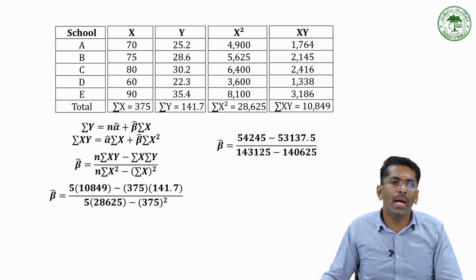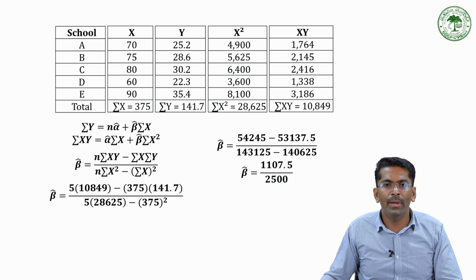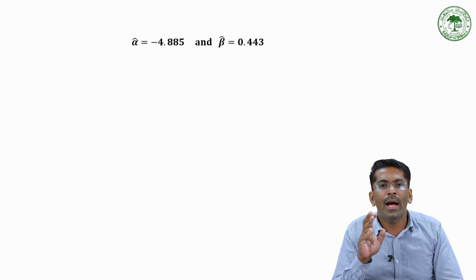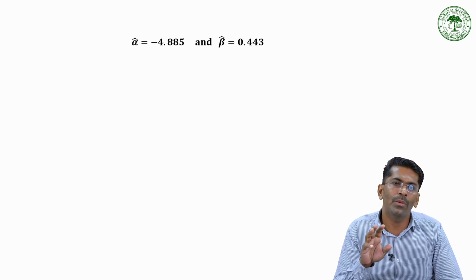Then 5 into 28,625 is 143,125, and 375 square is 1,40,625. The difference between the numerator terms is 1,107.5. The difference between the denominator terms is 2,500. If you take the ratio of these two, it is equal to 0.443. Now we have already calculated the alpha value as well as the beta value. Alpha hat is equal to minus 4.885 and beta hat is equal to 0.443.